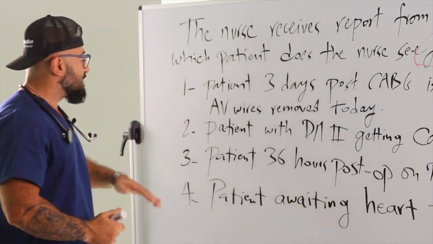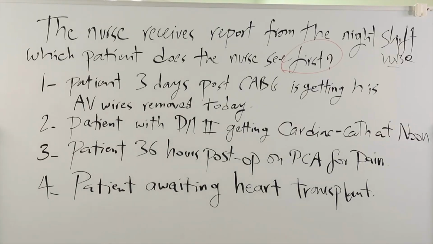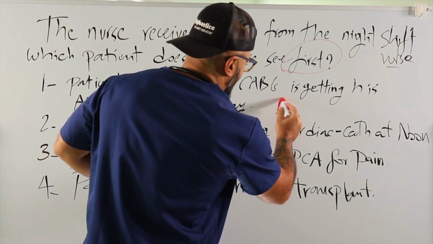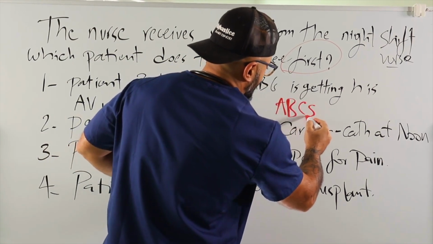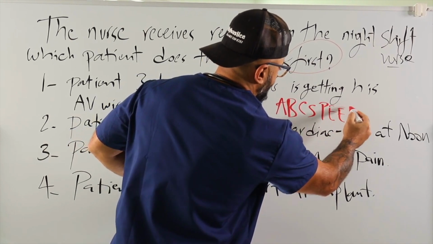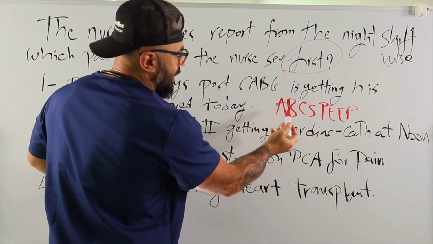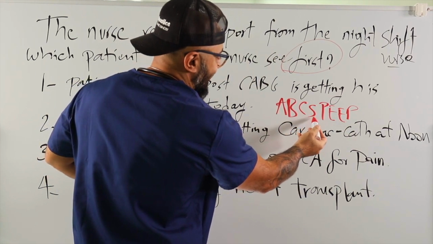Now, I read the options, and with every single option, I'm gonna break them down as per ABC's PEEP, right? ABC's PEEP. Where do they fall? All right, of course, A is airway, B is breathing, C circulation, S safety.